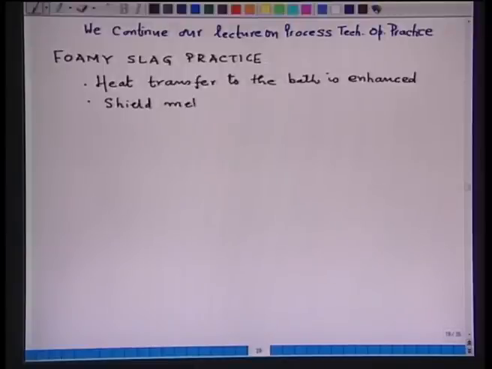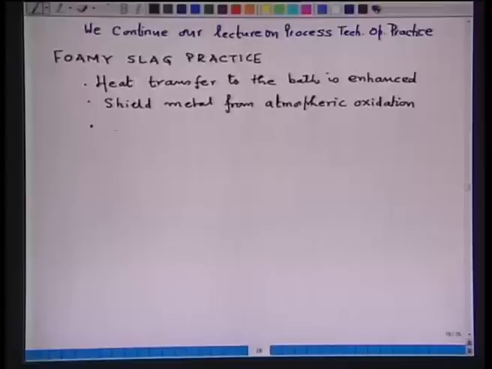metal from atmospheric oxidation. Now, this is obvious, as the liquid metal is shielded by a foaming slag. So, no atmospheric air will come into contact with the hot metal.